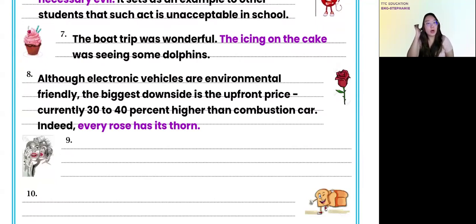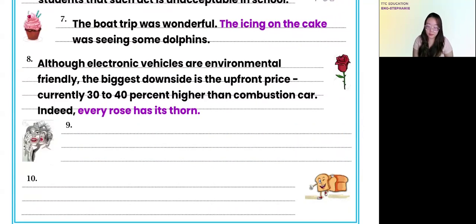So to encourage people to buy more electric vehicles, our government actually did some things to encourage that. But the fact is it's still 30 to 40% higher than the combustion car price. Because it's still new, it's advanced technology, and a lot of things need to be considered. All right, we move on to the 9th one.